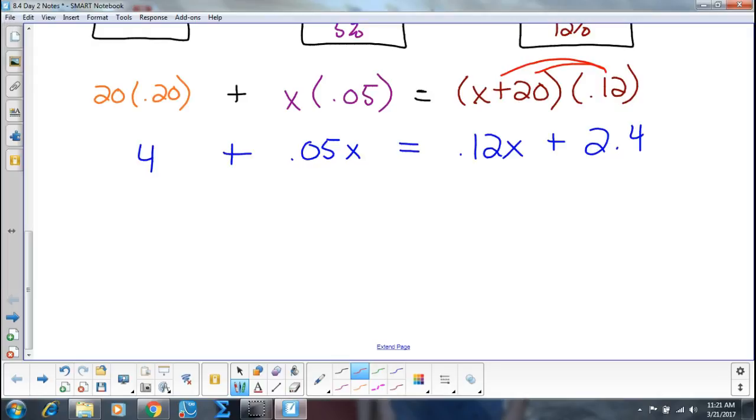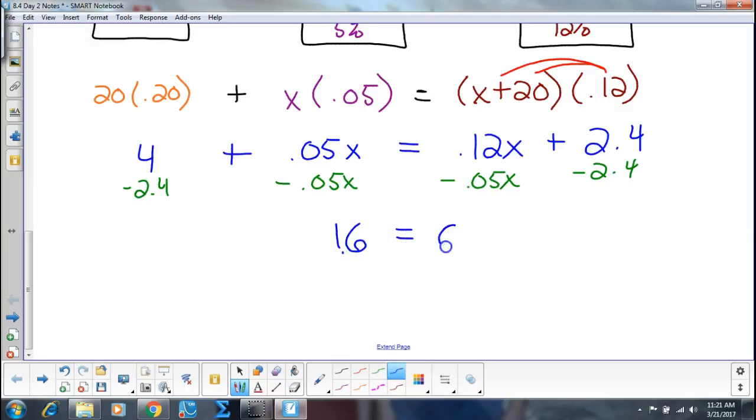Okay, so subtracting 2.4. And what else did you say? And minus 0.05x. So that's going to give you 1.6, right? Equals 0.07x.